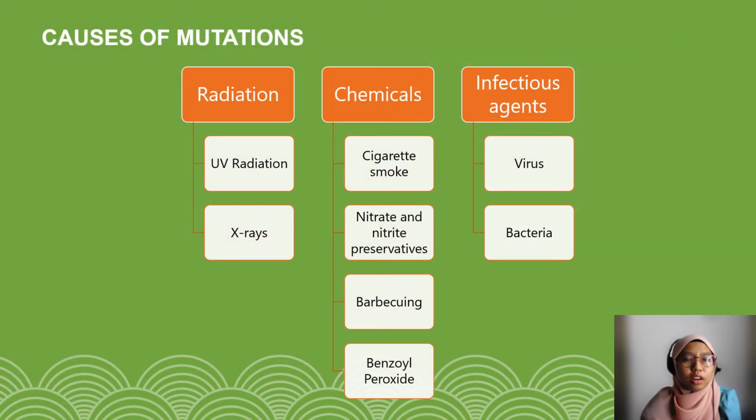So, what are the causes of mutation? It can be either by the physical, chemical, or biological factor, such as radiation, UV radiation and X-rays, chemical like cigarette smoke, nitrogen and nitrate preservative, barbecuing, or it can be by biological causes from the infection agents such as virus and bacteria.